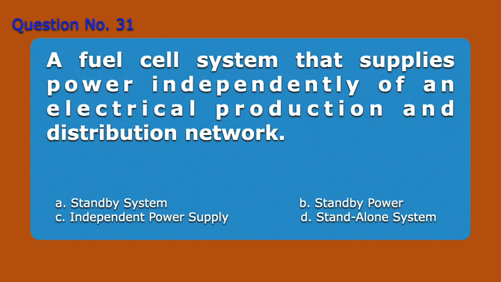Question number 31. A fuel cell system that supplies power independently of an electrical production and distribution network. A. Standby system. B. Standby power. C. Independent power supply. D. Standalone system. Answer: D. Standalone system.